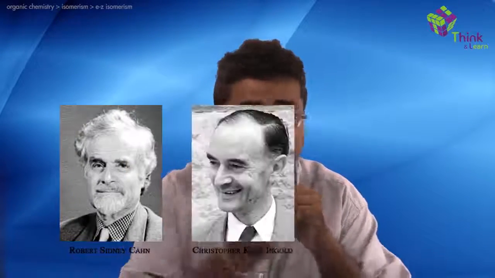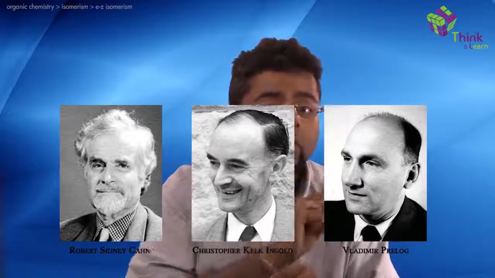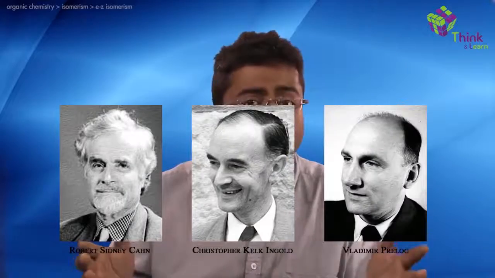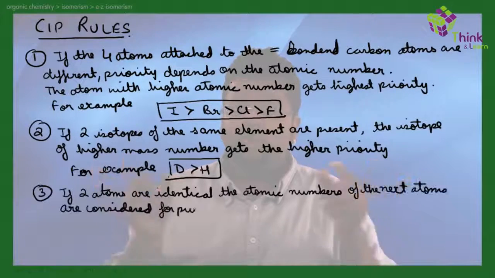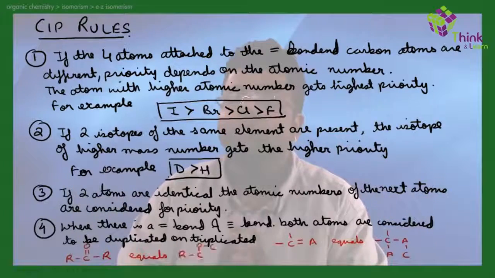Now, what is EZ isomerism? How do you classify EZ isomerism? We'll just take a look. Now, the EZ system is based on the assignment of priorities to the different groups or the atoms which are present on the carbon. Now, these priorities are assigned using the rules which were given by Cahn, Ingold, and Prelog, and that is why it is also called the CIP rules. It's a whole story. I'll tell you the crux of all these rules.